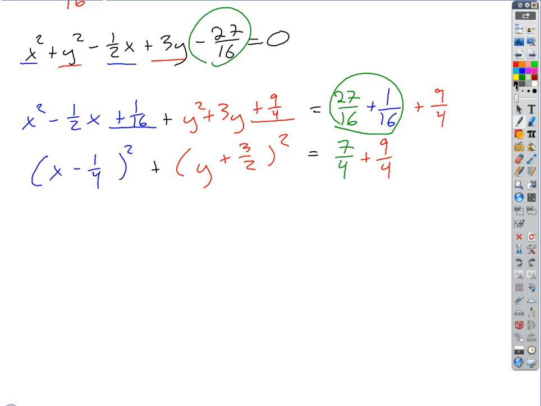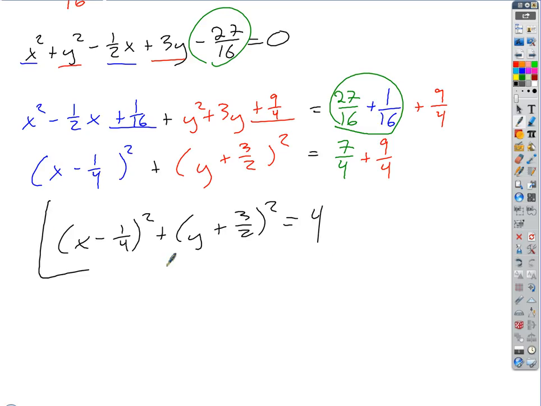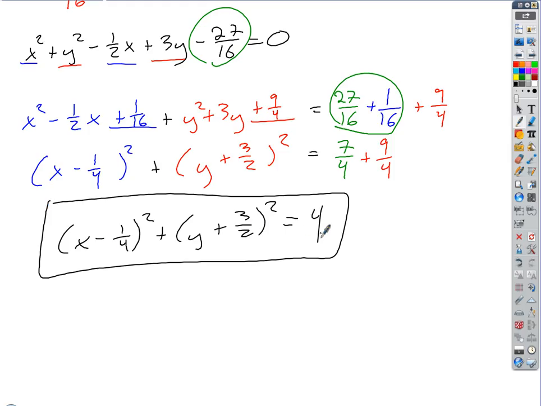So the final answer in standard form would be (x - 1/4) squared plus (y + 3/2) squared equals 4. So that's what I would input in the middle. We can see the center of the circle has coordinates (1/4, -3/2), and the radius is 2.